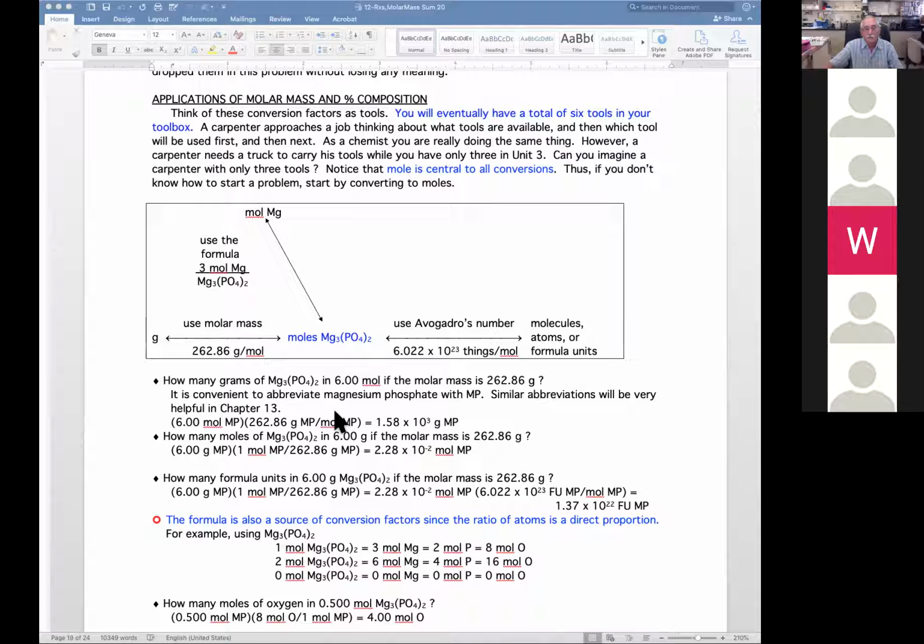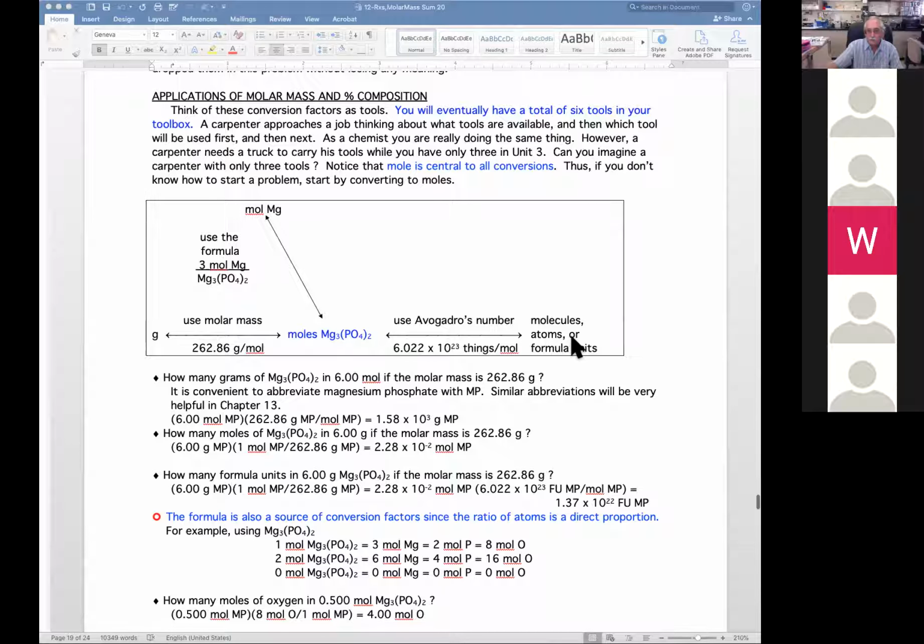So for this exam, you're going to be asked to do 1, 2, 3 types of conversions. And what's central to everything is moles. So here's the molar mass, converts between grams and moles, that's all it does. Here's Avogadro's number, converts between moles and individual particles, that's all it does. And here's moles of a molecule versus moles of an element. The conversion factor is simply the formula.